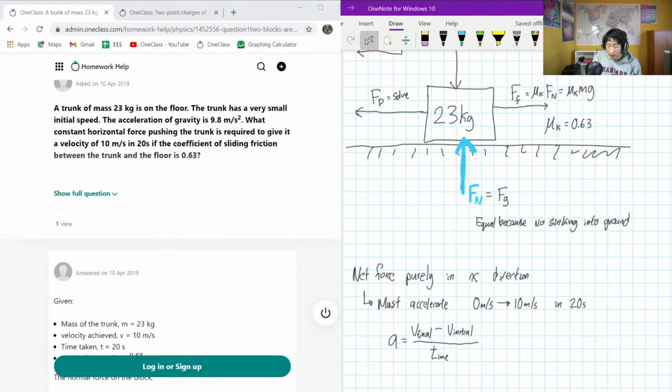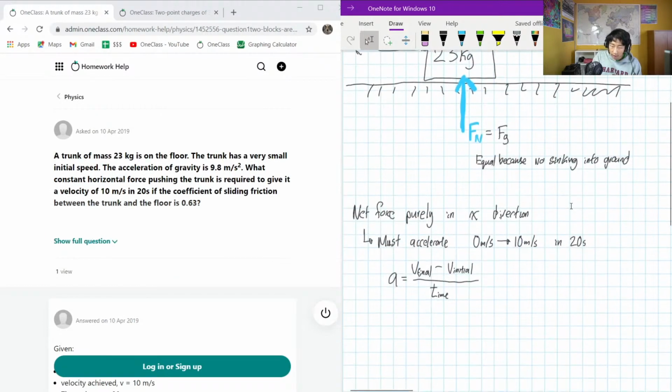Yep. Okay. So our initial is going to be 0. Our final is going to be 10. So here we're going to have 10 meters per second minus 0 meters per second, all divided by 20 seconds. And quick with the maths, we can see that this is 0.5 meters per second squared.